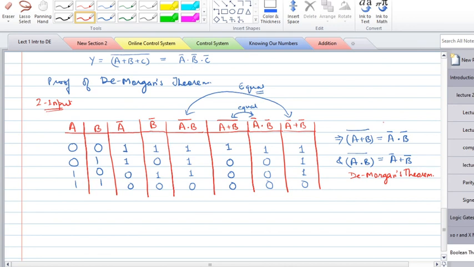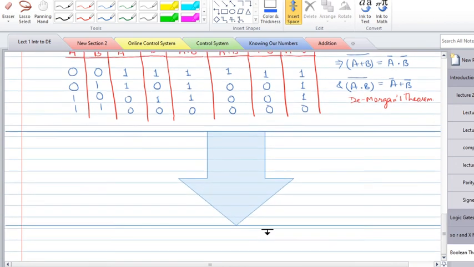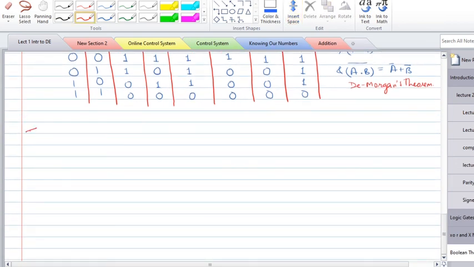See another important law, that is, if A is ORed with A bar B, then it results in A + B. This is very important, please note it. Now let us do its proof.